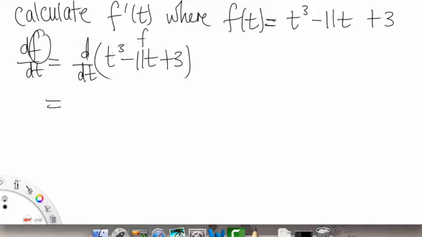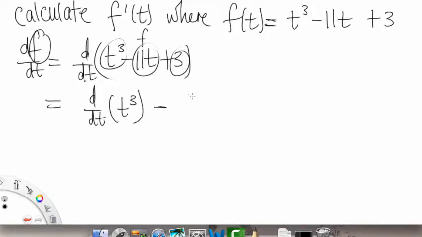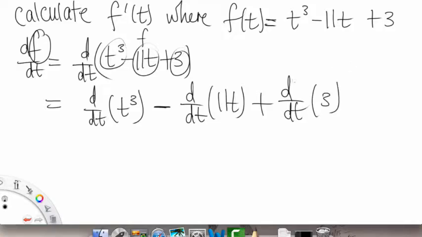So this we could break up into 3 separate functions, right? And they're all connected by either a plus or a minus sign. So we could actually have d dt of t cubed, and then the minus sign separates it from the next term, so d dt of 11t, and then plus d dt of 3. Okay? Alright, so now let's actually apply what we know.